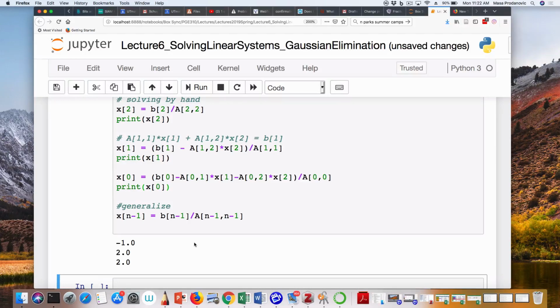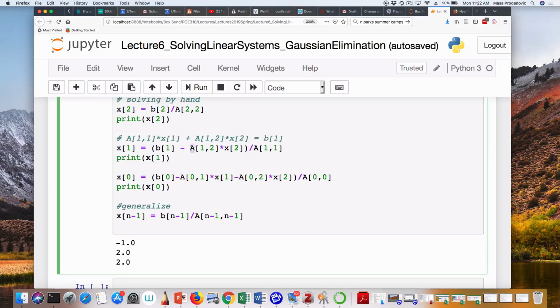X of 2 is my n minus 1. Then I go to n minus 2 element, which is right above, right? Which is right here, x of 1, okay? And that one will have corresponding b, yes? Minus this x of 2 that I just computed, which is my x on n minus 1, and corresponding element of A. Yes? So all of the previously computed x's play a role here, which is only 1 right now, and then I divide by this diagonal element A of 1, 1.